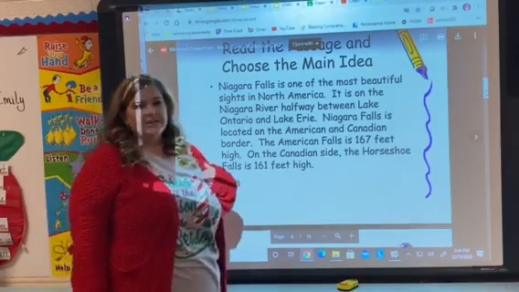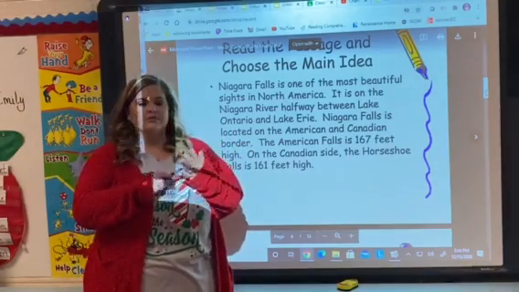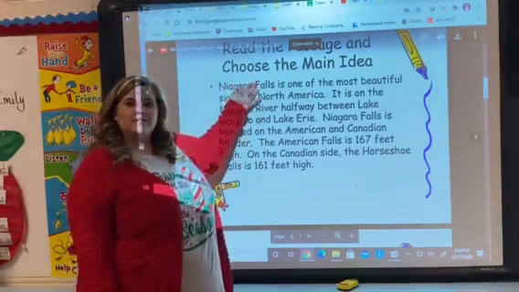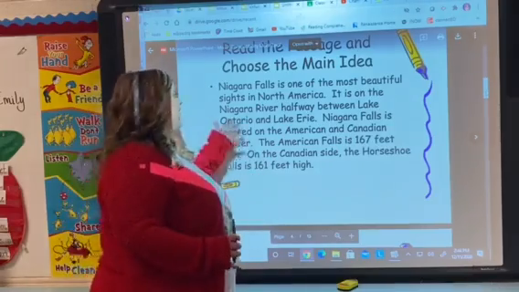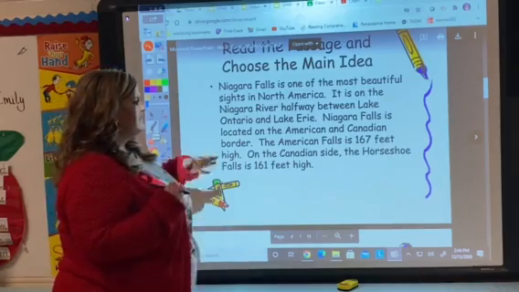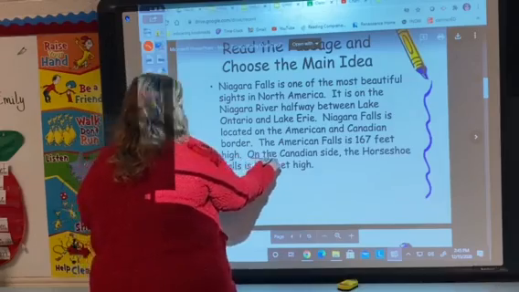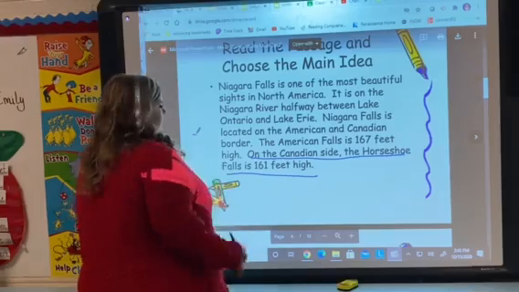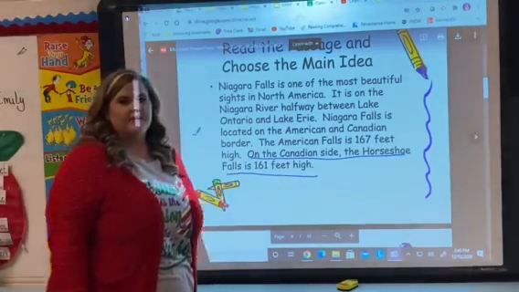Okay, so we know when we're looking for the main idea, some of those ways are to look at our title, look at the first sentence, and look at the last sentence. Well, I don't even have a title, and I've done that on purpose. I want us to just look at the story. So I can't look at that, but what I can look at is the first sentence and the last sentence. I'm going to do it backwards today. I want you to look at the last sentence first, because this is what I'm noticing. On the Canadian side, the Horseshoe Falls is 161 feet high.